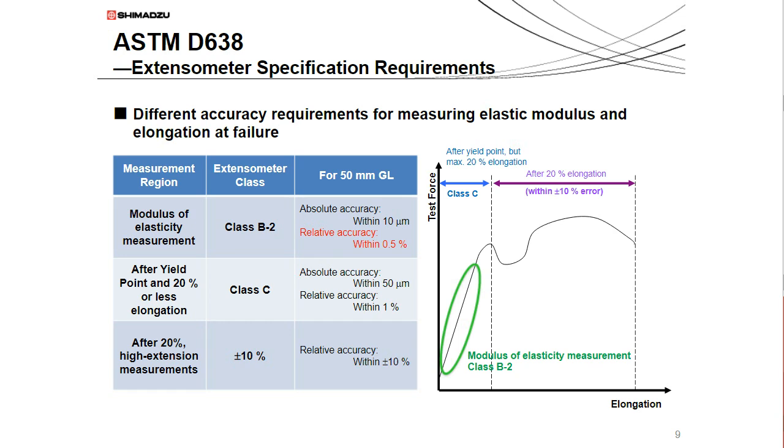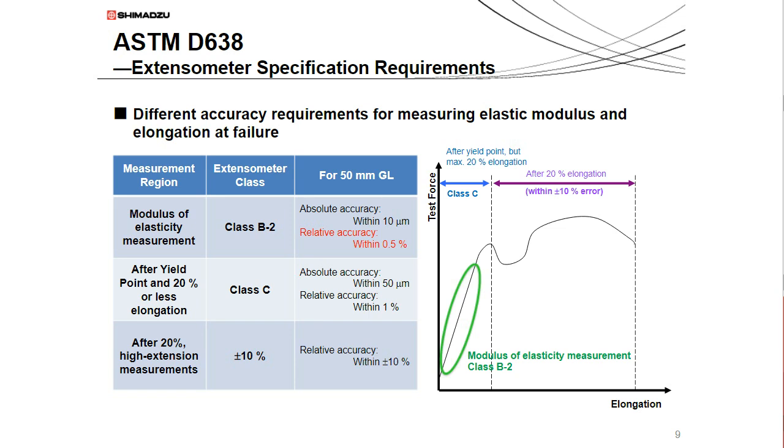It provides different classes of extensometer accuracy. Each of these accuracy classes has both an absolute and a relative accuracy, which is going to depend on the actual gauge length that's being measured. For a 50 millimeter gauge length, for determining the modulus of elasticity, a class B2 extensometer is required, which results in an absolute accuracy requirement of within plus or minus 10 microns and a relative accuracy within 0.5%.